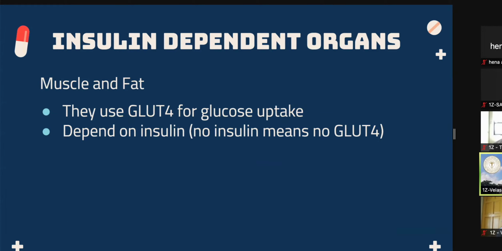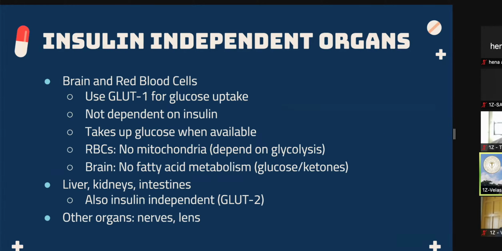Again, just to remind you, the overview: muscles and fat utilize GLUT4 to take in glucose, and GLUT4 is dependent on insulin. If there's no insulin, that means there's no GLUT4, therefore they're not taking in glucose. Next slide.